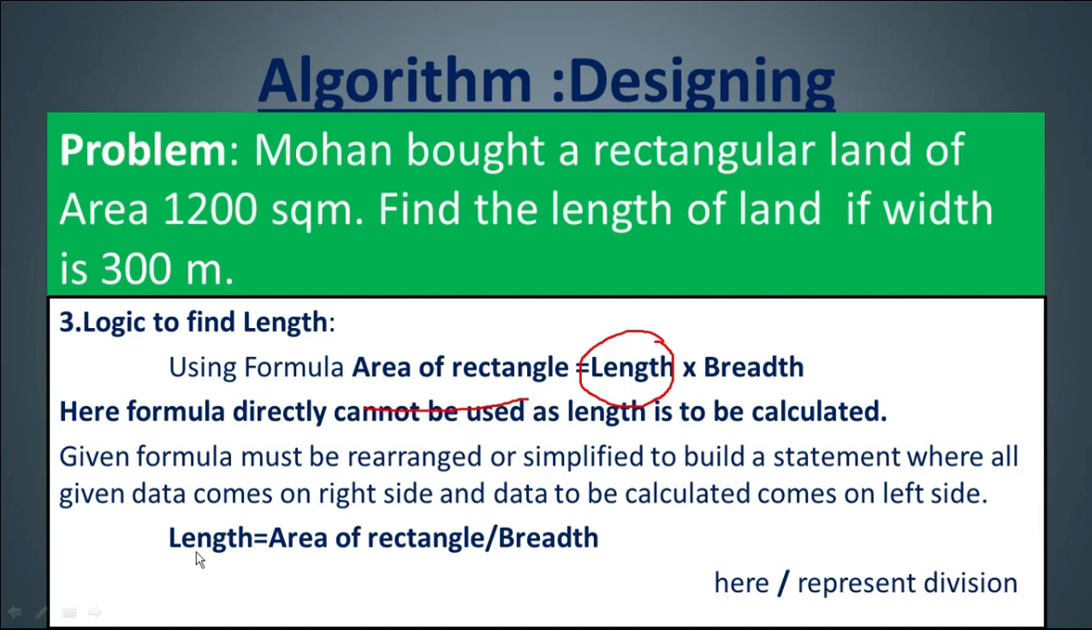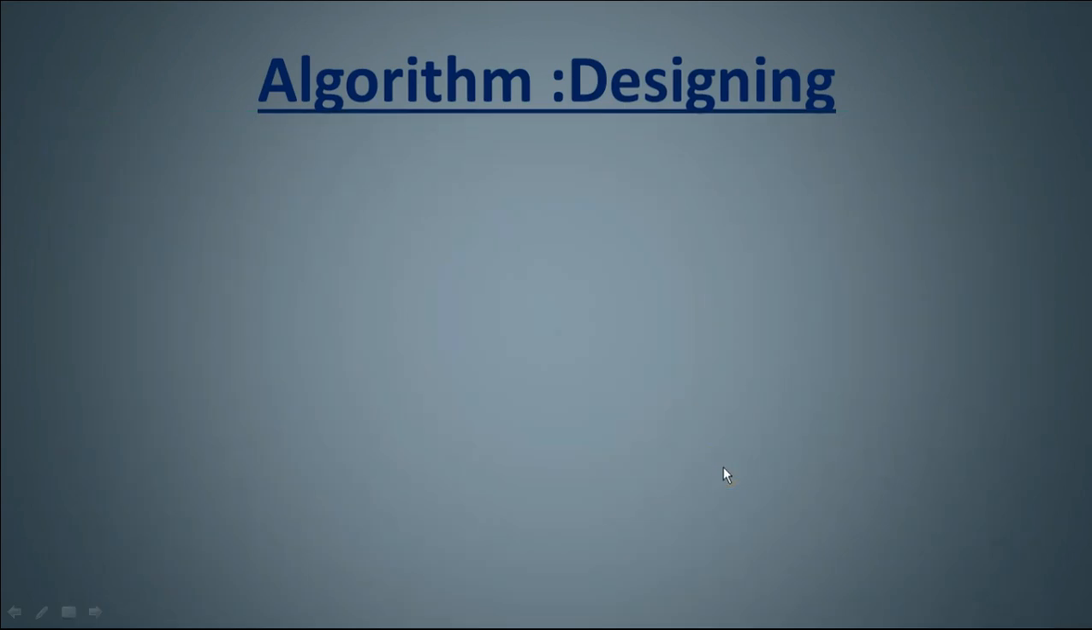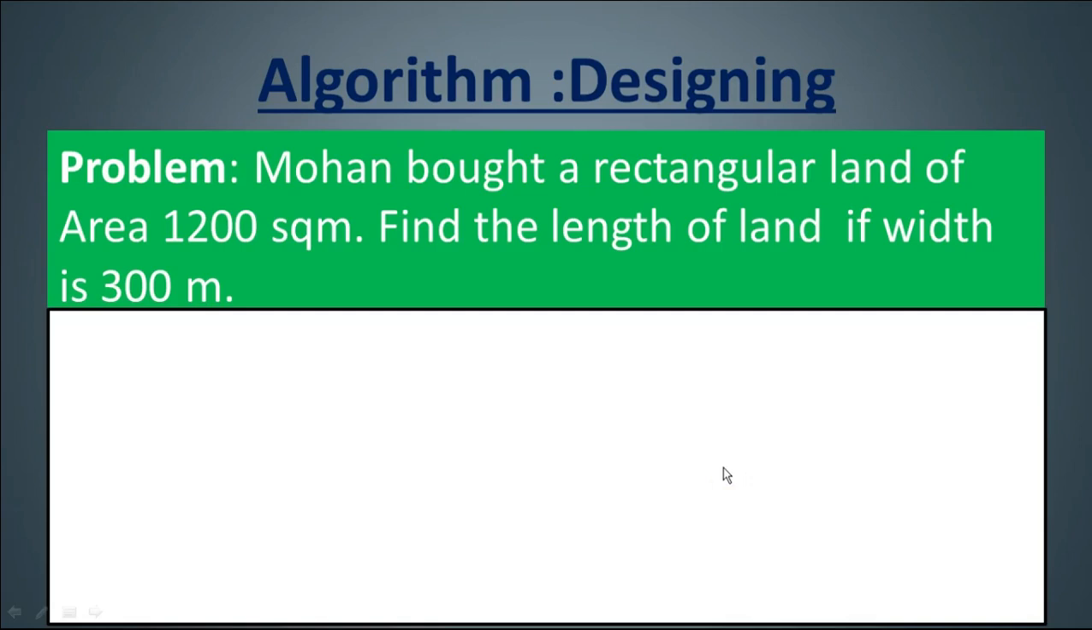So this is the statement, or you can say the formula, we will be using in our algorithm instead of the area of rectangle, the first one. Clear? So now we have the logic and we have the data. Next, building the statement.